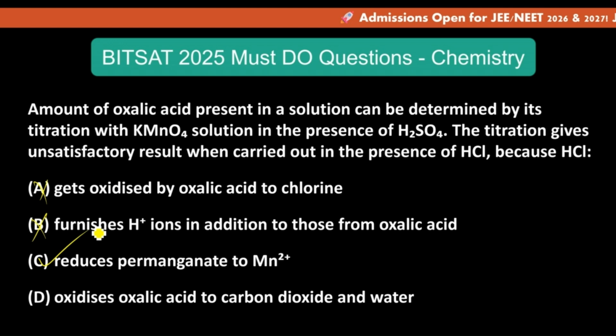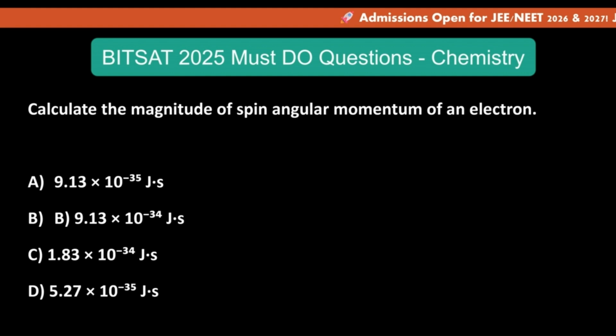And option D says oxidizes oxalic acid to carbon dioxide and water. HCl does not oxidize oxalic acid. Again, I'm telling you, HCl is not strong enough to oxidize the agent. So which is not our right answer. Option C is your right answer. And also, if they're asking the question about why H2SO4 is preferred, then KMnO4 will not get oxidized. That would be the main reason, and it will not interfere with the titration. That's why we are using H2SO4.